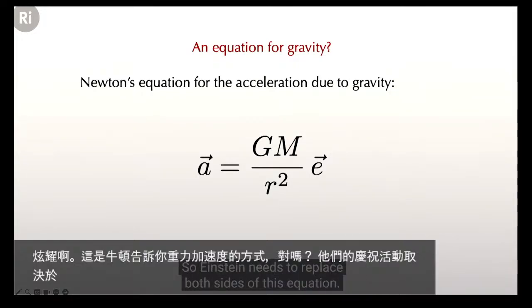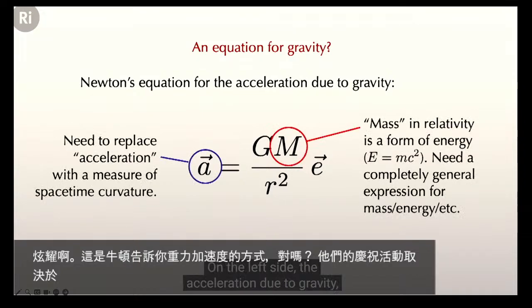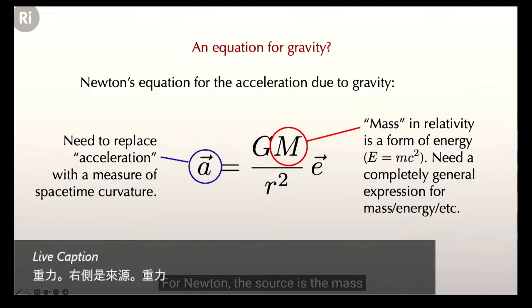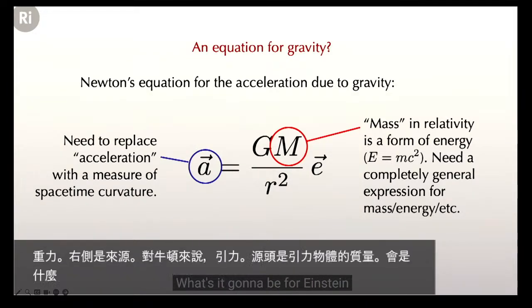So Einstein needs to replace both sides of this equation. On the left side, the acceleration due to gravity, he needs to have some measure of the curvature of space-time. On the right-hand side, the source of gravity. For Newton, the source is the mass of the gravitating object. What's it going to be for Einstein in this relativistic context?